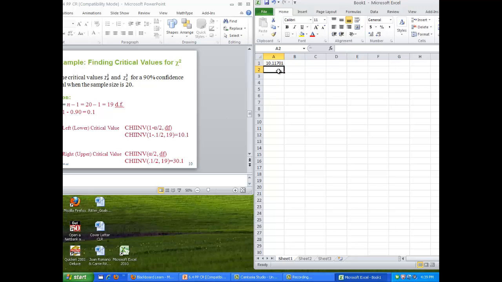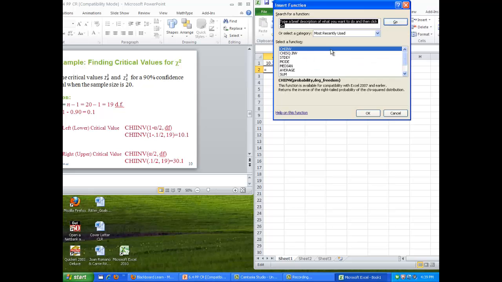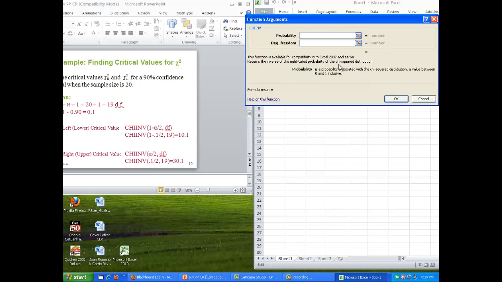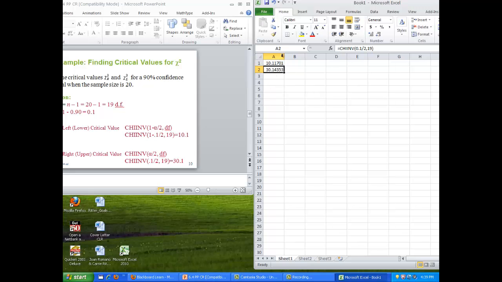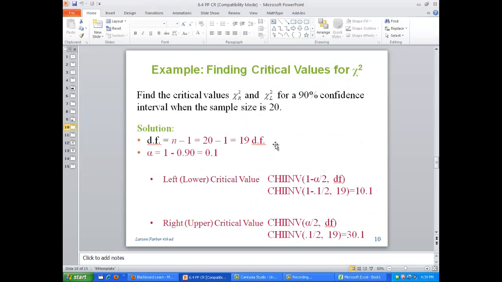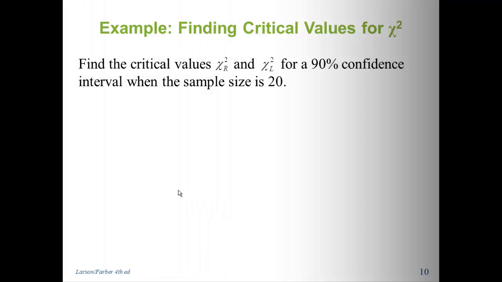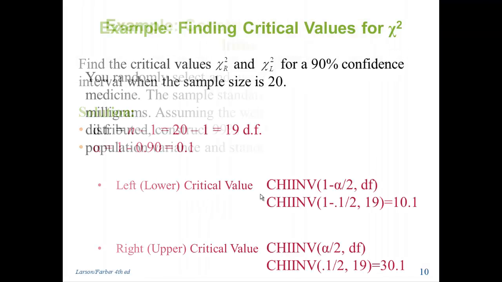We just change. It is no longer 1 minus. So I still go to my function wizard, pick out chi-inverse, and my probability is 0.1 divided by 2, and my degrees of freedom is still 19. And there is my 30.14. So now, let's continue to the next slide.